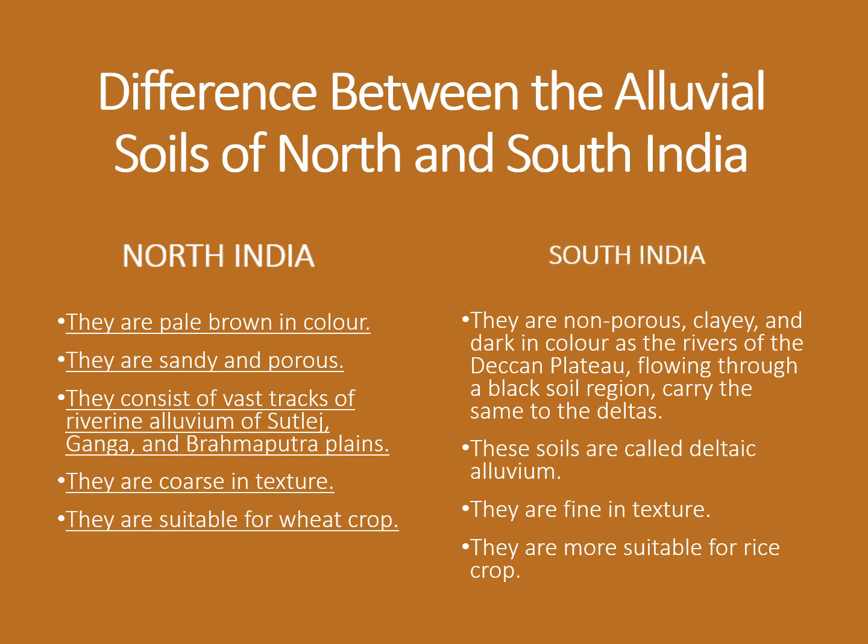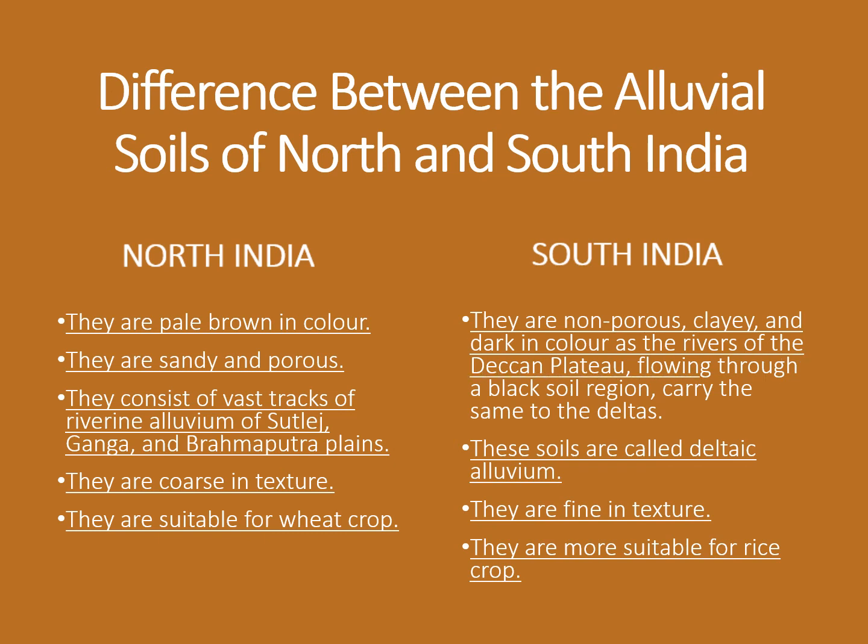Coming to South India, they are non-porous, clayey and dark in color as the rivers of the Deccan Plateau flowing through a black soil region carry the same to the deltas. These soils are called deltaic alluvium. They are fine in texture and they are more suitable for rice crops.